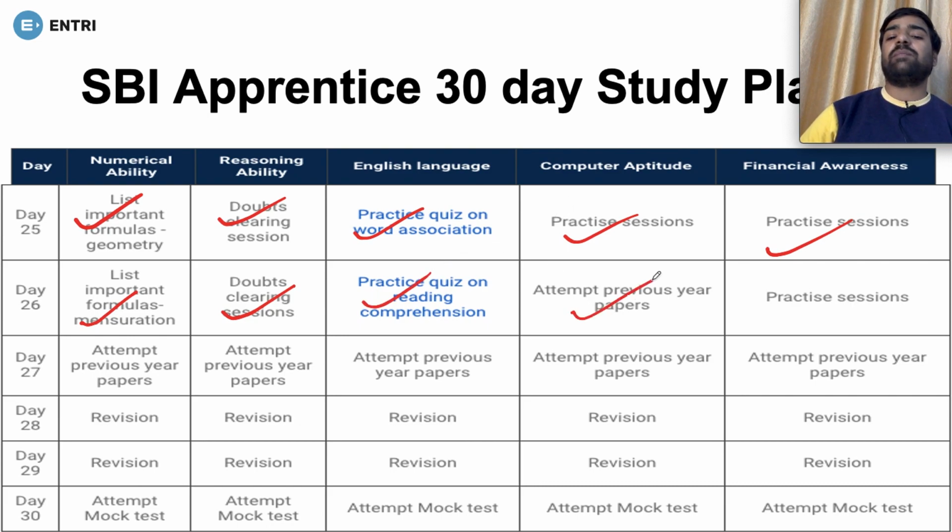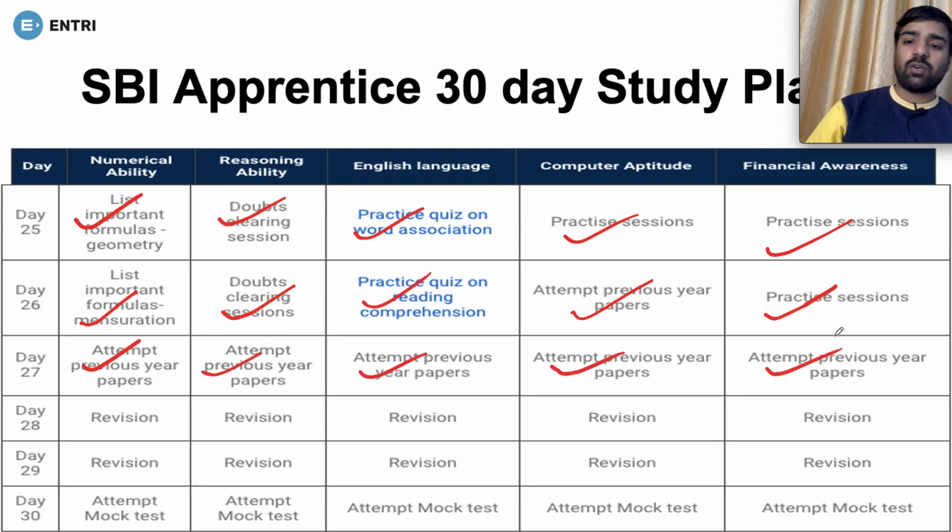You must attempt the previous year papers on 26th day. On the 27th day, again you can practice the previous year's questions, because practicing previous year questions is going to give you an idea of what type of questions are asked in the examination. On day 28th, again you can go with the revision part. So go with the revision on day 28th and day 29th.